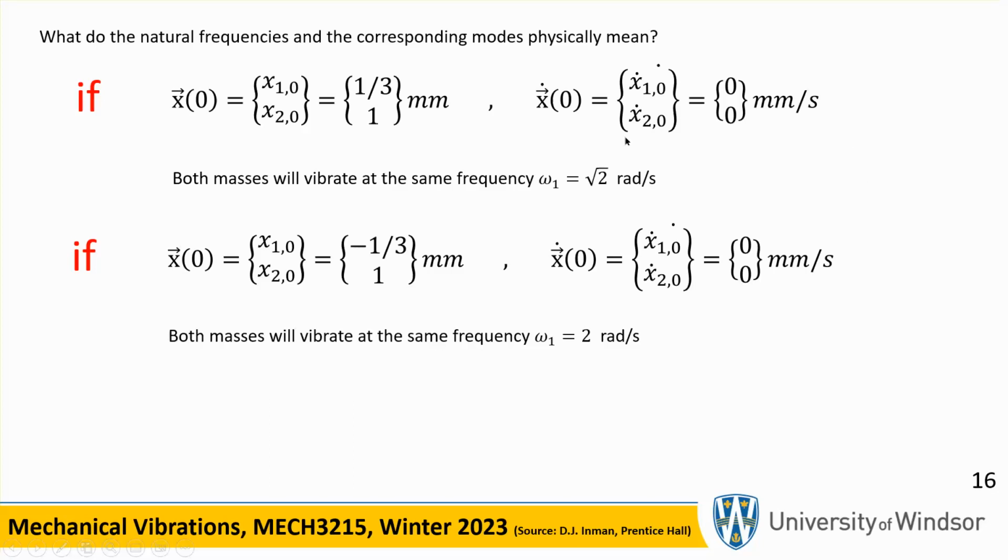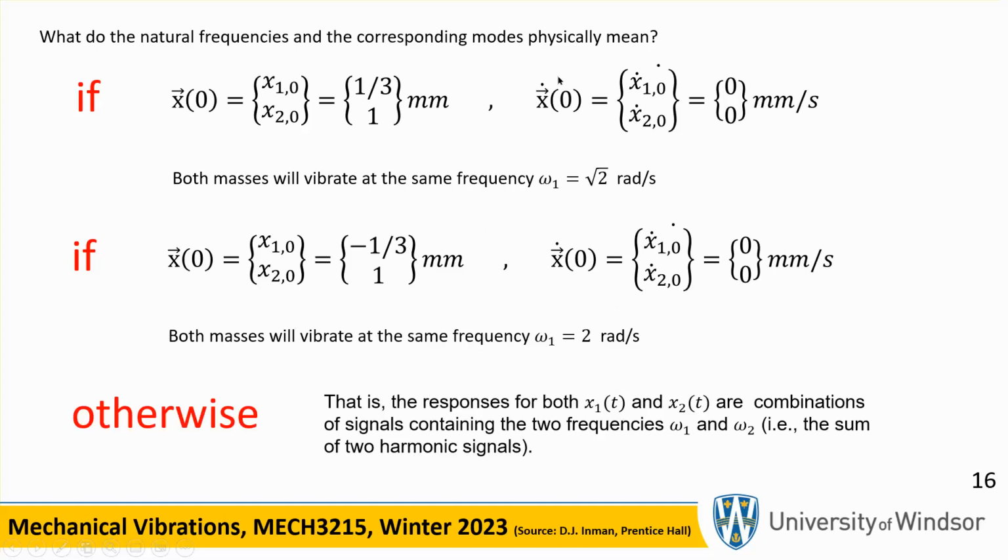Okay, so if these select initial positions are the modes of the vibration, first mode, then both masses will vibrate at a single frequency coming from that mode. If you took the initial condition to be the one that went with 2 rad per second, both masses will vibrate only with that frequency. Otherwise, both omega 1 and omega 2 are going to be present in your solution.